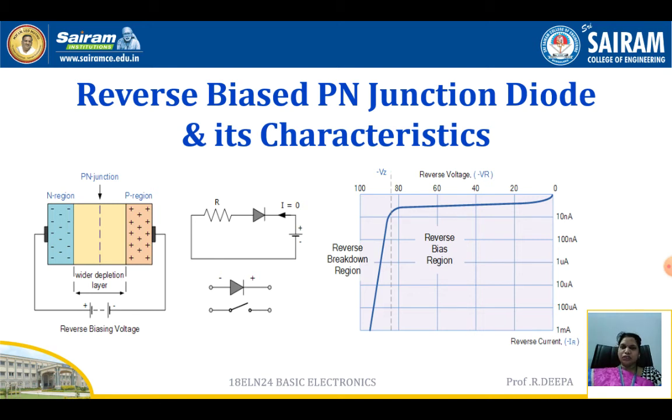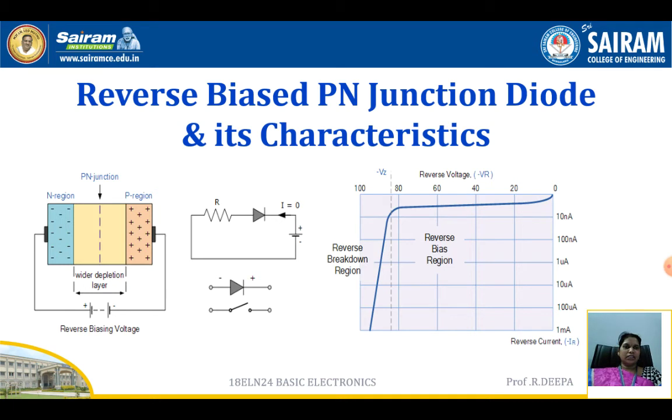Down it is shown with an equivalent circuit symbol diode. Below that it is considered as an open circuit. Why? Because there will not be any flow of current across this circuit.